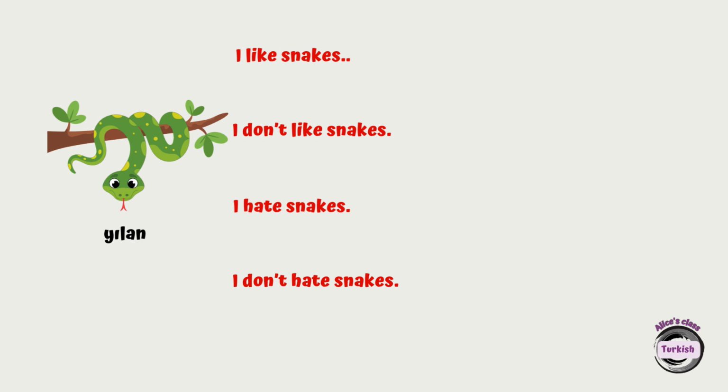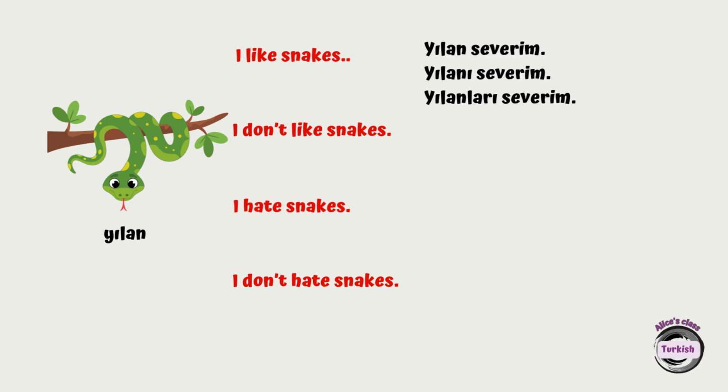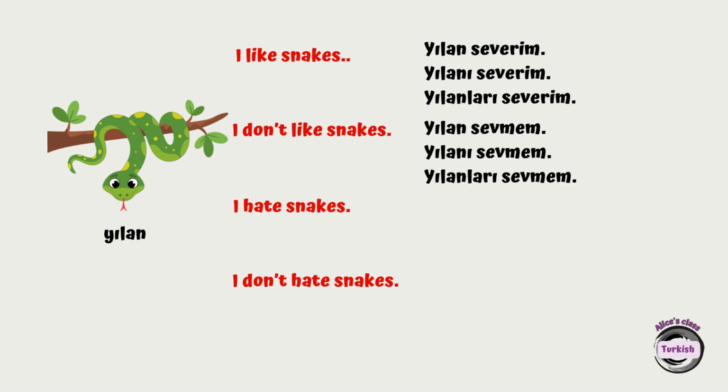Are you ready? Let's try I like snakes. So yılan severim, singular noun. Yılanı severim, singular noun, e noun case attached. E changes to ı because last vowel of yılan is a. Or yılanları severim, plural form. Again, e noun case attached. I don't like snakes. We're gonna change severim to sevmem. So yılan sevmem. Yılanı sevmem, singular. Or yılanları sevmem, plural.